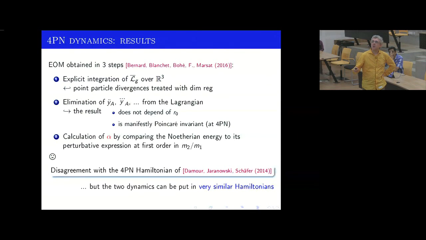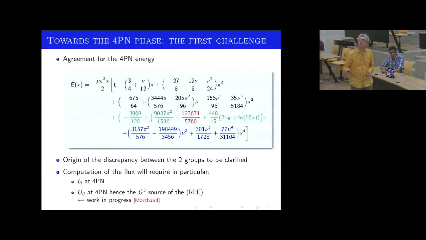Then, unfortunately, alpha does not disappear from the final result, but it can be computed using comparison with self-force results. After doing this and fixing the value of alpha, we found that our result does not agree with the recently computed Hamiltonian at 4 PN by Damour, Jaranowski, and Schaeffer. So we are working now on fixing the problem. The difference is not so large, actually. This is not so bad. We agree at least for the energy.